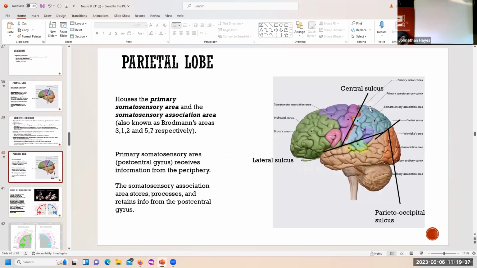Parietal lobe, again, when you get into the parietal lobe, we're dealing with some type of somatic sensory input. So again, the postcentral gyrus is one of the key places in the parietal lobe. We sometimes call that areas 3, 1, 2. And then you also have areas 5 and 7, which we sometimes call the sensory association area, or here it's called the somatosensory association area.